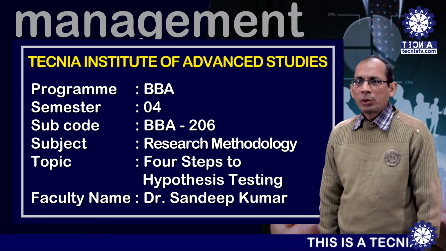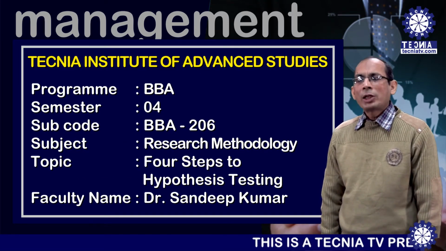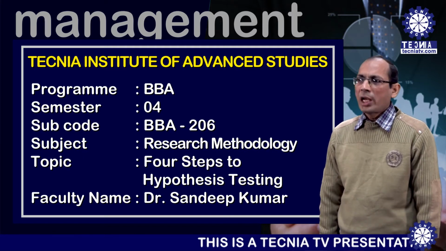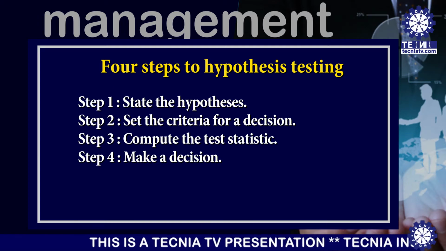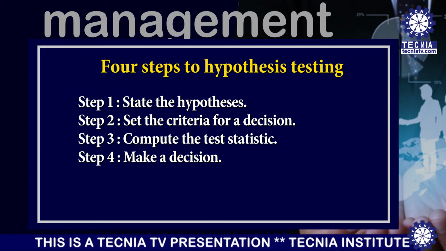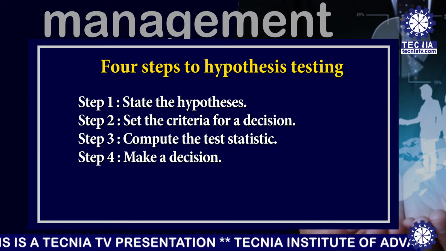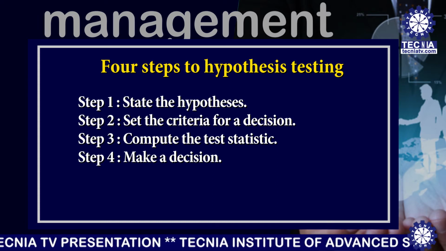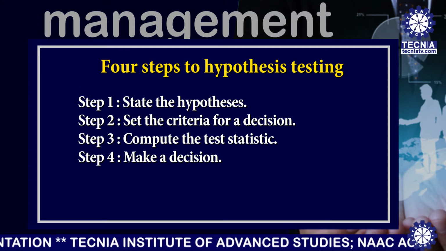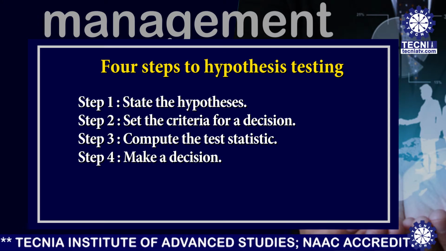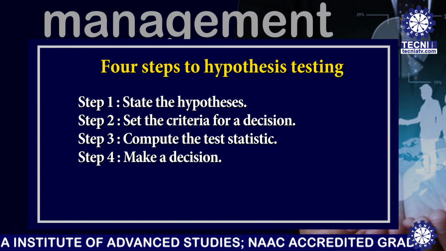Sandeep Kumar. Today I am delivering a lecture on 4 steps to hypothesis testing. The 4 steps to hypothesis testing are as follows. Step 1, state the hypothesis. Step 2, set the criteria for a decision. Step 3, compute the test statistics. And step 4, make a decision.